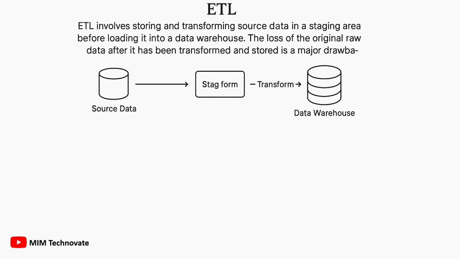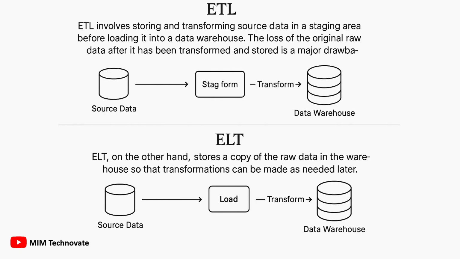ETL involves storing and transforming source data in a staging area before loading it into a data warehouse. The loss of the original raw data after it has been transformed and stored is a major drawback. ELT, on the other hand, stores a copy of the raw data in the warehouse so that transformations can be made as needed later.